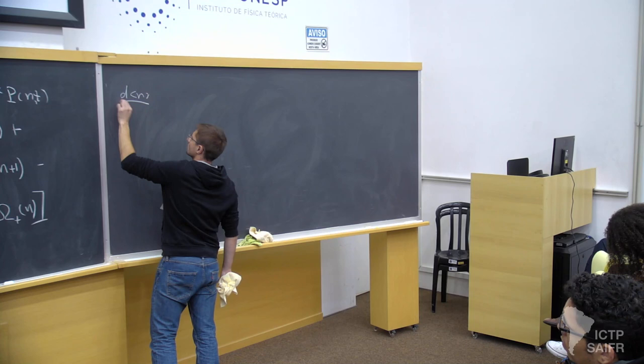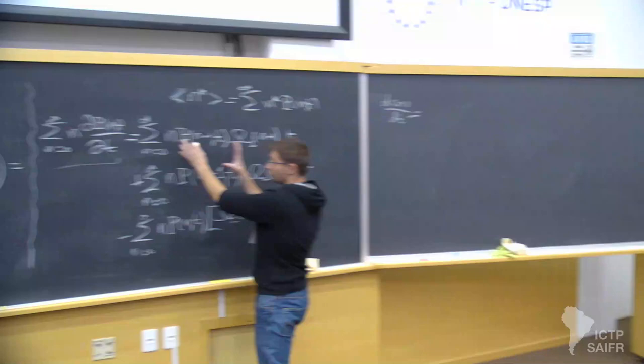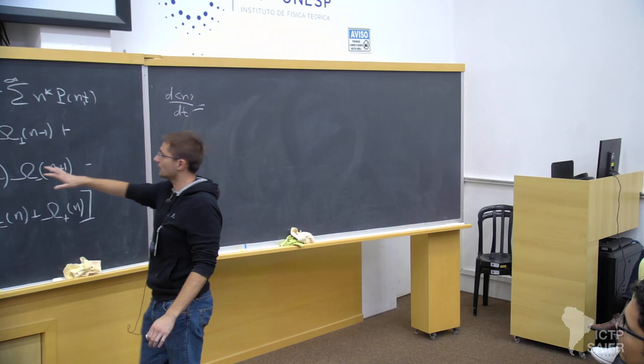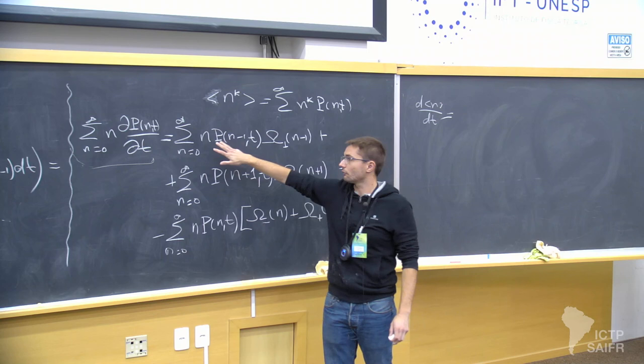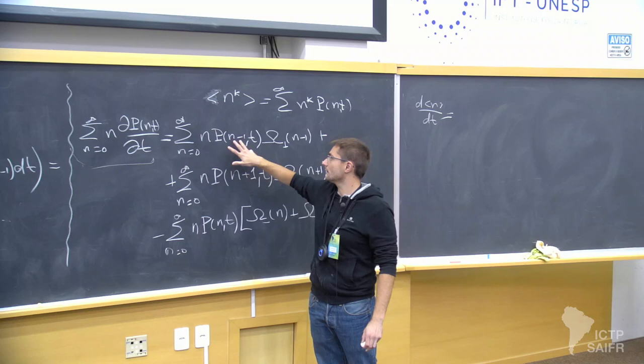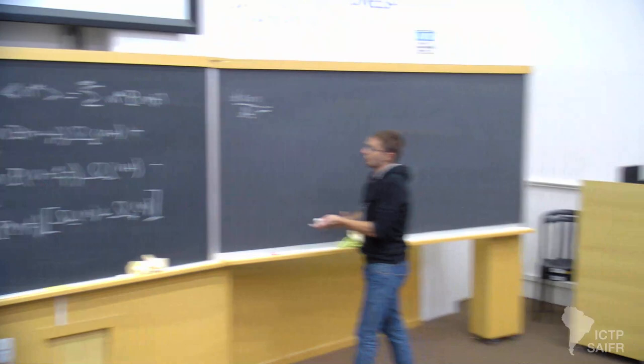And for these other terms we have some problems, because as you can see this probability is the probability of having n minus one, and here we have n, right? So in order to have some mean value here, we need to have p of n in all the terms. So how can we do that? How can we fix that? Any idea?